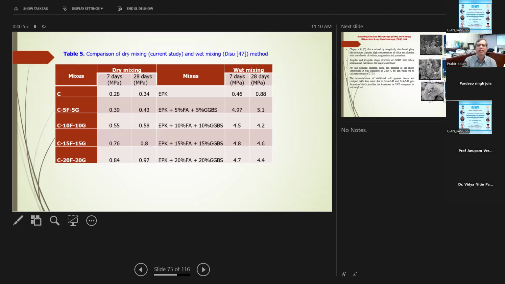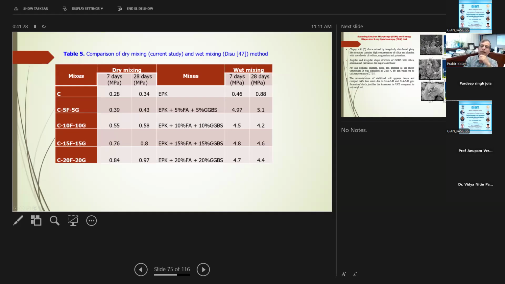Over here, as I mentioned, this is the dry mixing method used. We used the wet mixing method also in earlier studies, so we compared dry mixing and wet mixing. What is the difference? Obviously, with wet mixing the strength is much more for the same combinations. The dry mixing at 7 days and 14 days, the MPa is much less every time compared to the wet mixing.